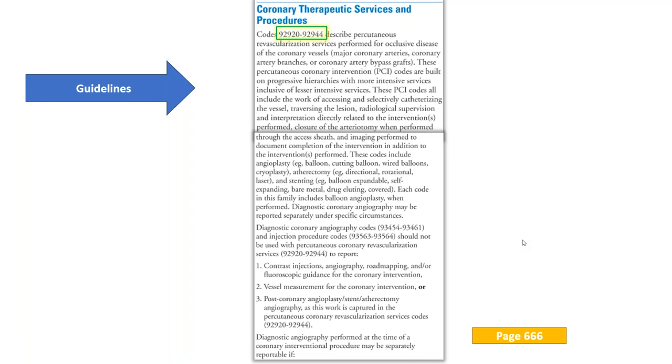You don't use those coronary angiography codes, which are 93454 to 93461, or the injection procedures. You do not report them for contrast injections, angiography, road mapping, and/or fluoroscopic guidance for the coronary intervention, vessel measurement at the coronary intervention, or post-coronary angioplasty stent or atherectomy angiography, because all of that work is captured in the PCI revascularization services codes. Now, it can be reported if that angiography is performed at the time of the intervention.